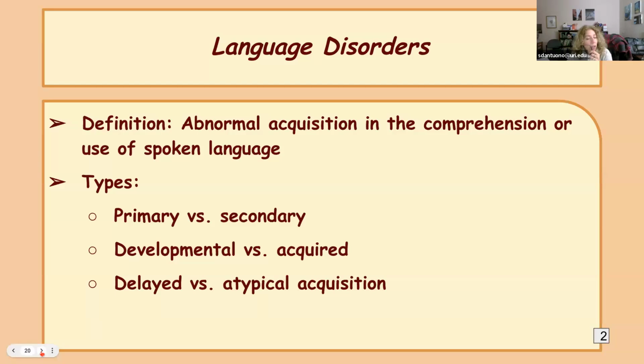So we'll have children who have just a slower rate of learning language, but they follow the same pattern, right? But then we also have children who acquire language differently. Okay, so that's something that you need to think about. And there is a huge range of severity.